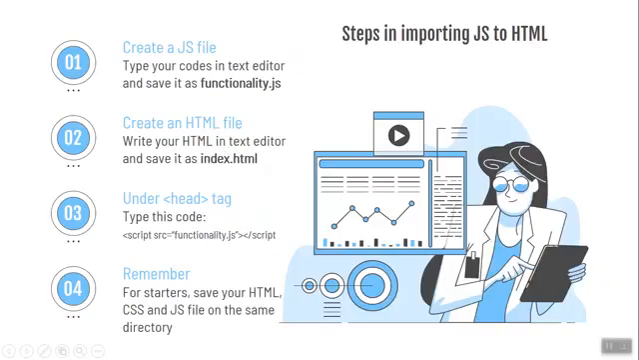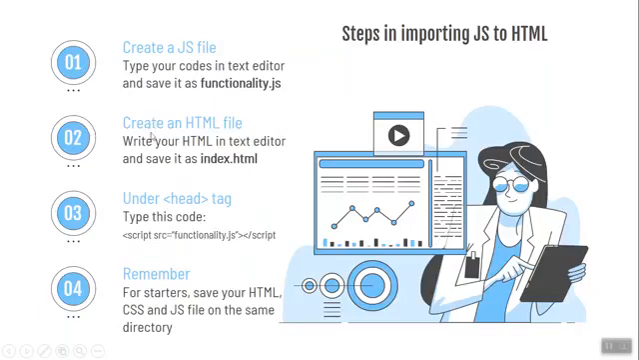So here's the algorithm for importing JS to HTML. JS is just a shorthand for JavaScript. The first step is to create a JS file. Type your code in a text editor and save it as functionality.js. The name functionality here is arbitrary, so you could change it to another name, for example myfunction.js or mycode.js, anything you want. The .js file format is the file format for JavaScript.